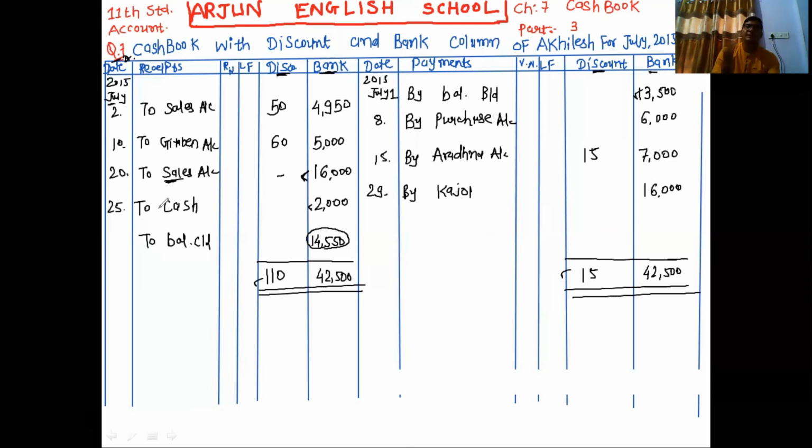In July, the last date is 31, so we have to write down 31. Now, whatever the balance for July, it is the closing balance. Then for August, it becomes the opening balance. So after closing this account, we have to write down 2015 August first date, that is 1, by balance brought down, amount is 14,550. Okay, so here it is the closing balance, it becomes the opening balance for the next month.